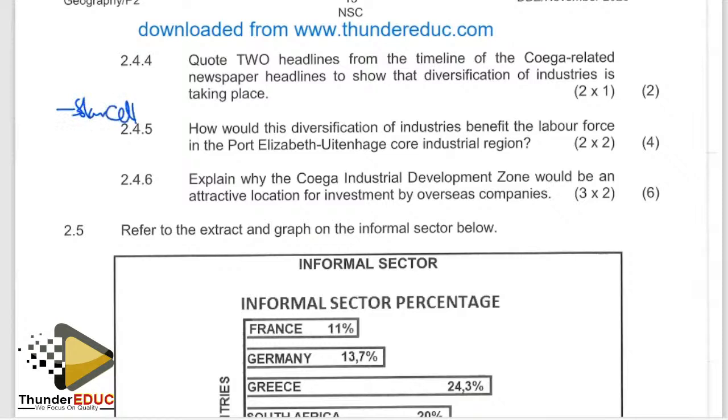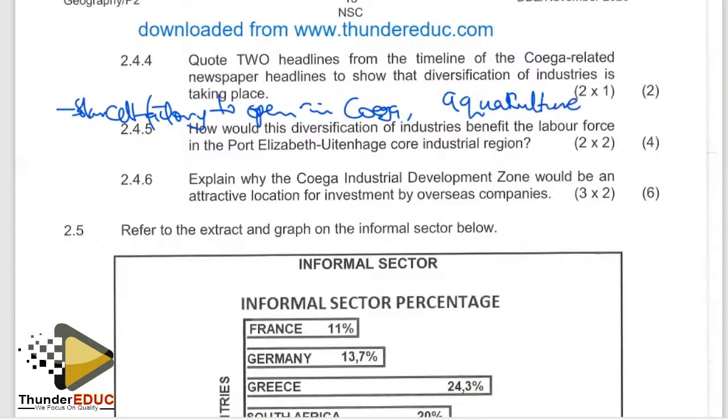Solar cell factory, open in Equator. And number 2, we can say aquaculture, which is Quaker's new fish farm zone. Quaker's new fish farm zone progresses.